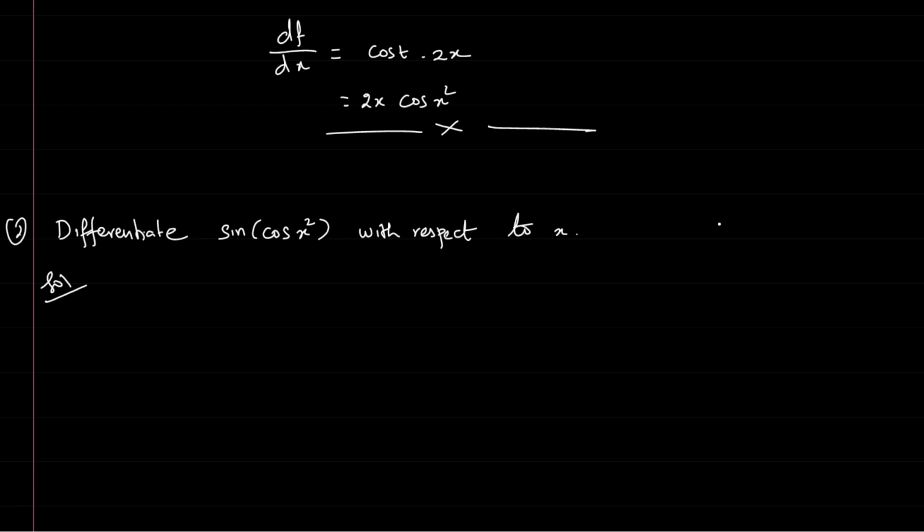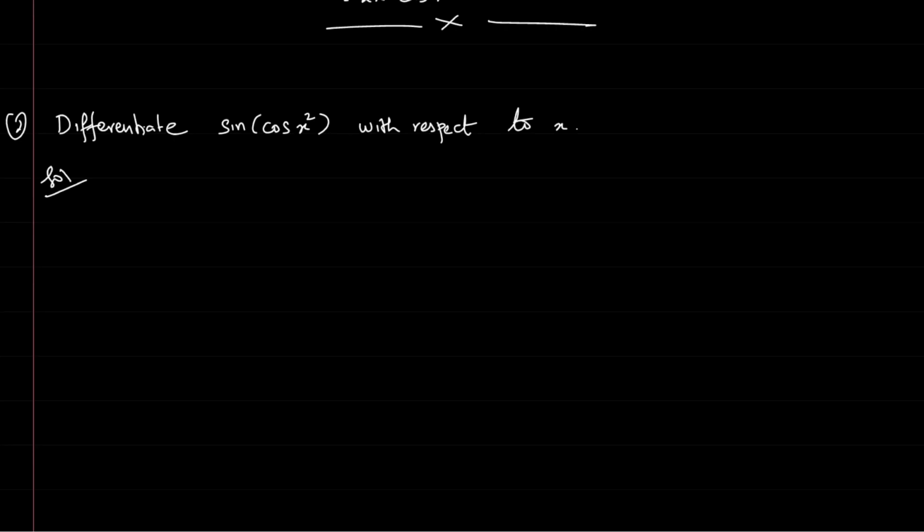Now the second question is differentiate sine of cos of x square with respect to x. Now this is the function sine of cos x square, which is the composite of three functions. Let me write f is equal to sine of cos x square.